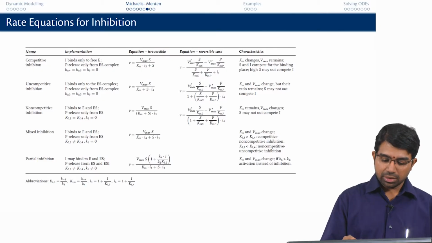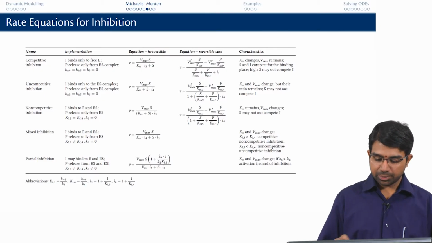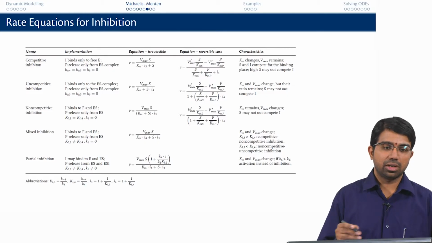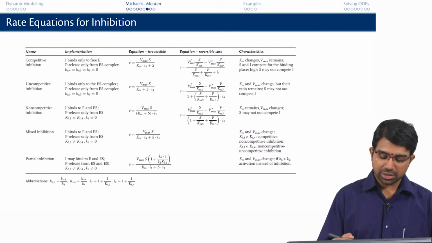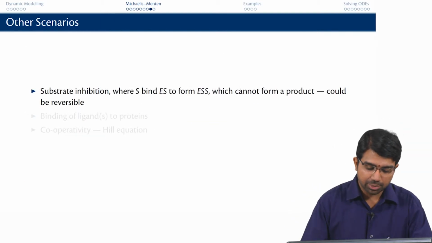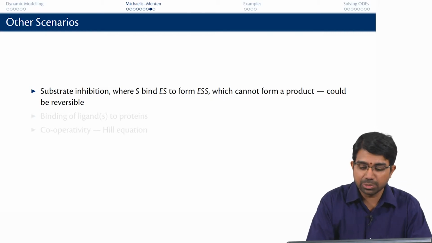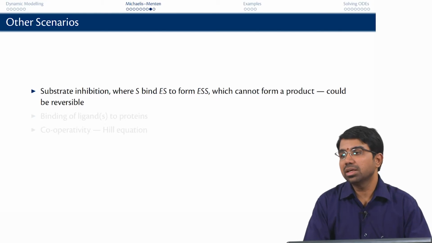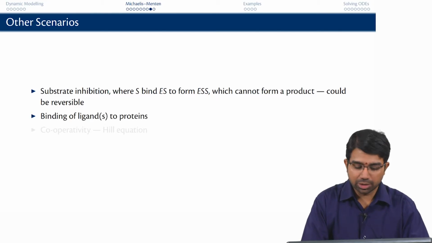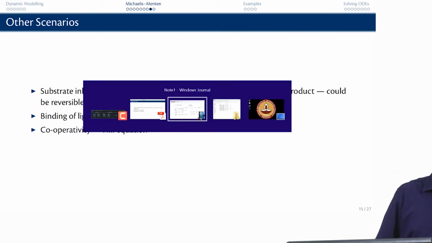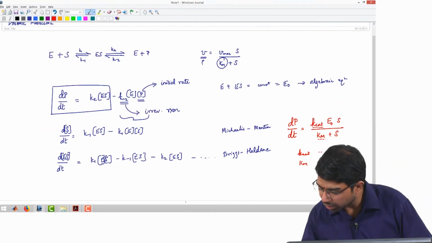So, you will see that these are all the equations you need to worry about. The moment you see this kind of reaction happening in your system of interest, just plug in one of these equations. You may also have substrate inhibition where ES and S bind to form ESS, which cannot form a product, and it is most likely reversible. You can have other ligands bind to the protein, you can have cooperativity. So, how does the Michaelis Menten equation plot look like?